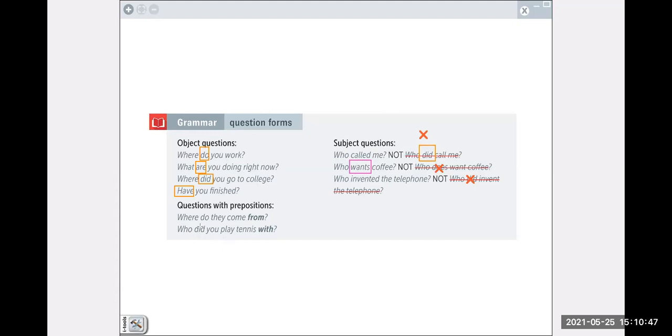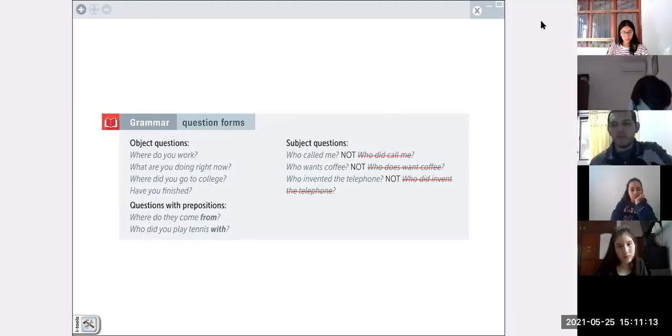And here we have the questions with prepositions. Where do they come from? Do you play tennis? Who do you play tennis with? As you can see, the prepositions go at the end of the question. Okay, any doubts until here? Anything that maybe you couldn't understand? Any doubts that you have?